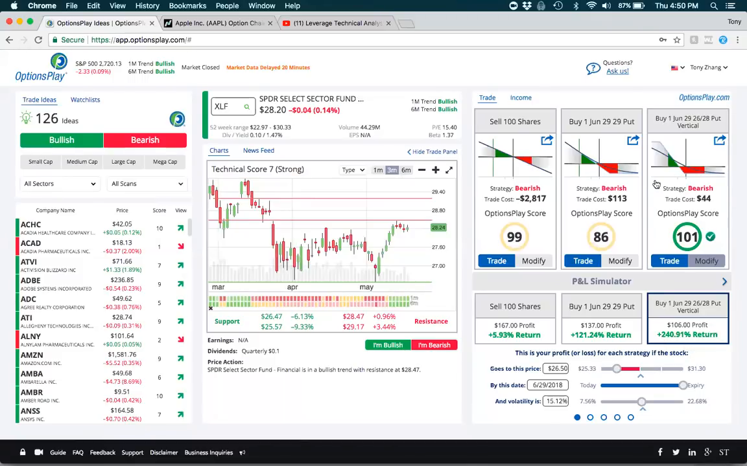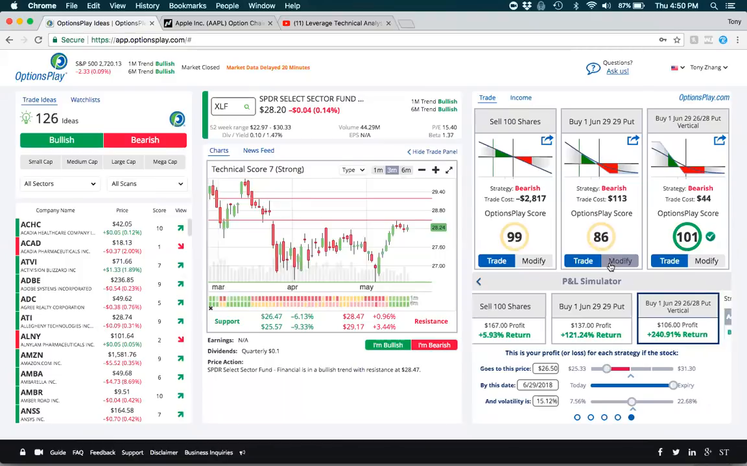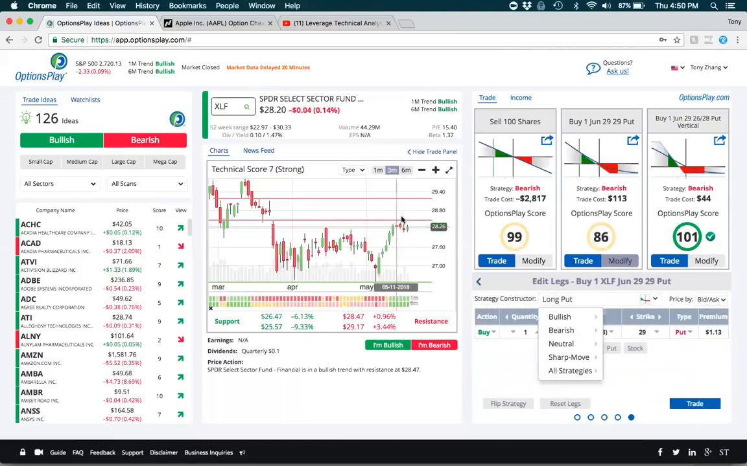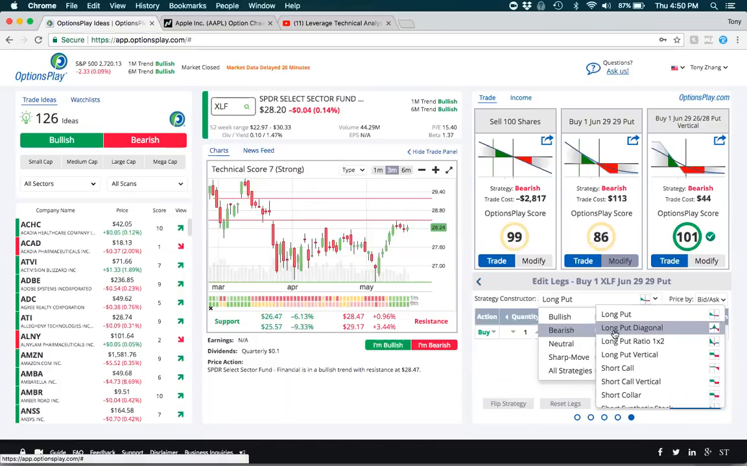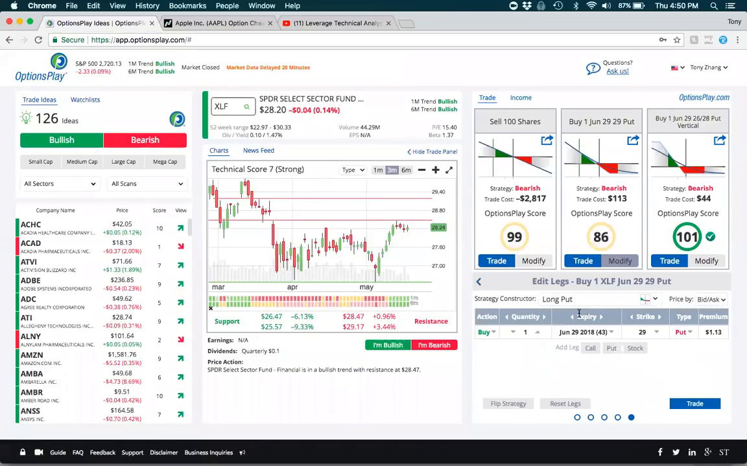So that's one way to play this using debit spreads. The other way to play this is using credit spreads. So you may not think that it's going to go all the way down to 26. Maybe you just think that it's not going to go above 28. So what you can do is click on modify for any of these strategies.